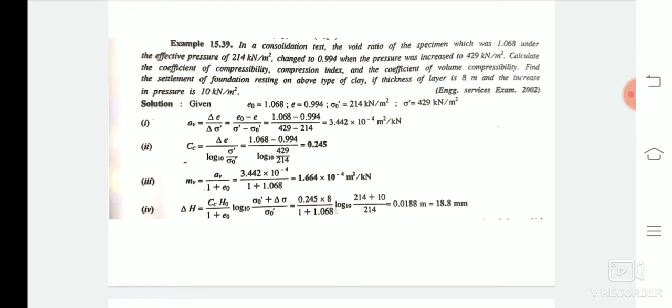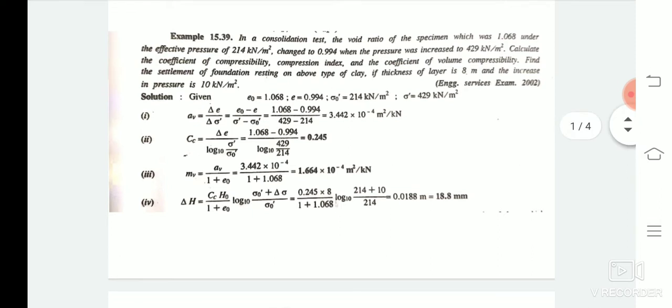Next, what is the compression index? We know the formula for compression index as delta e divided by log base 10 of sigma dash by sigma naught dash. Substituting again all these values, we obtain the value of Cc as 0.245.